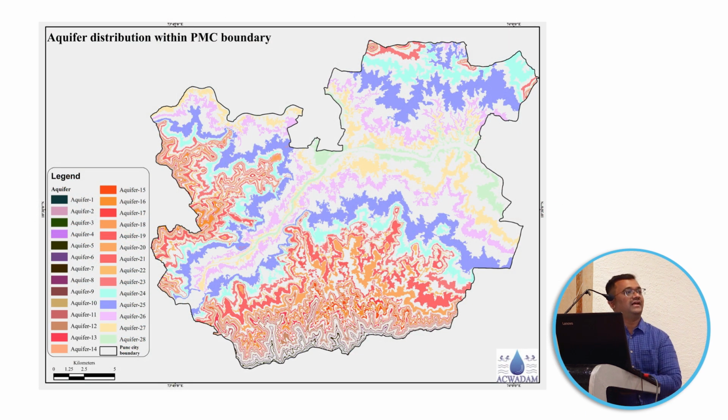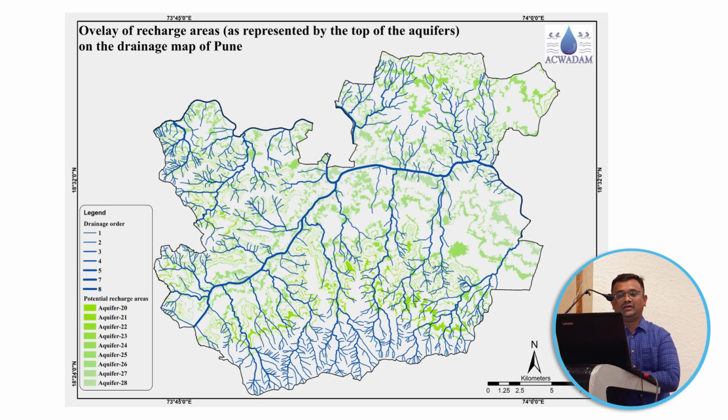Then this is the aquifer systems of Pune city. So we have mapped 28 different aquifers within the city. Then we have overlaid the recharge areas, as represented by the top of the aquifers, on the drainage map of the area.